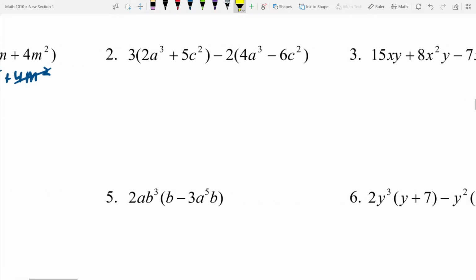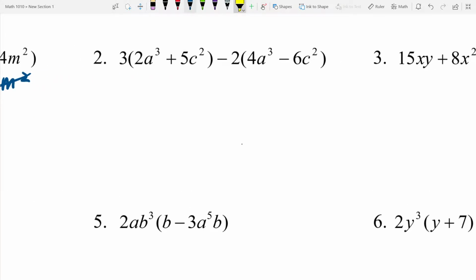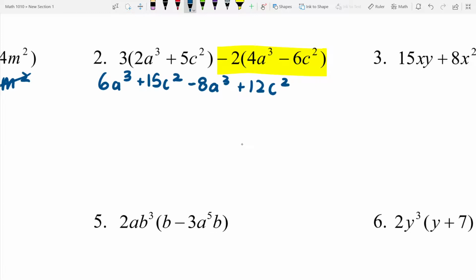Okay. Question 2. Somebody tell me the word that describes what we have to do right there. It is distribute. Good. So 3 times 2 is 6, a to the third. 3 times 5 is 15, c to the second. Someone describe the word that tells me what we have to do right here. What are we doing? Distributing again. Good. A negative 2 times 4 is a negative 8, a to the third. A negative 2 times a negative 6 is a positive 12, c squared.